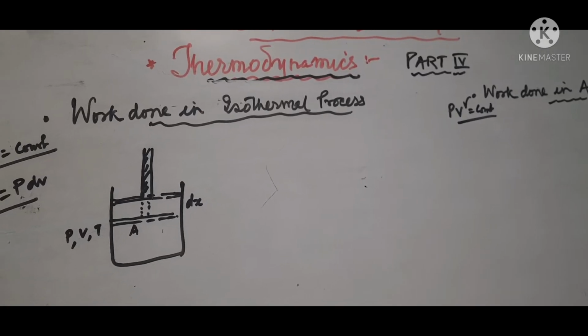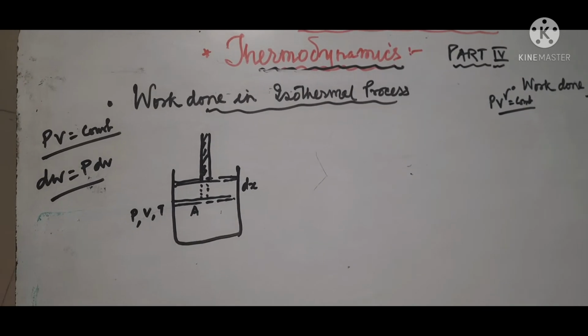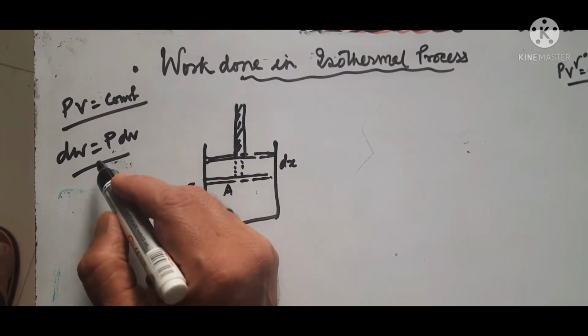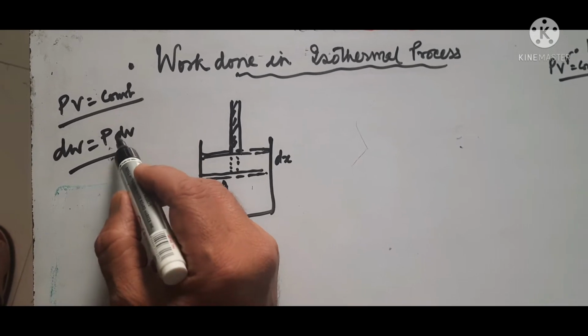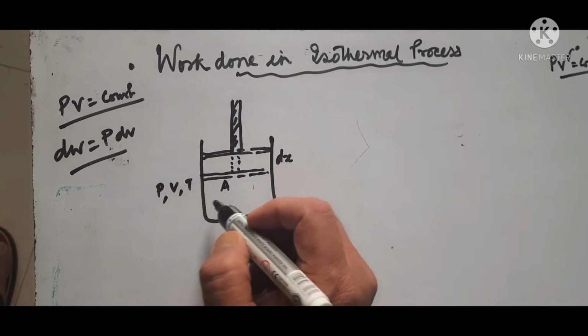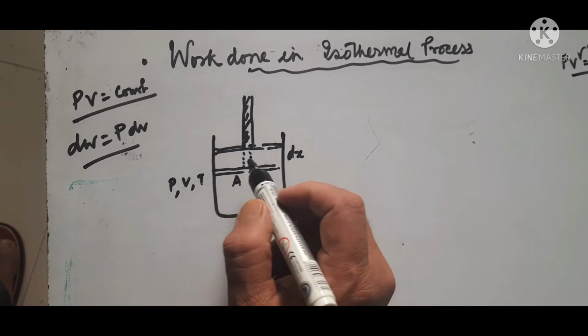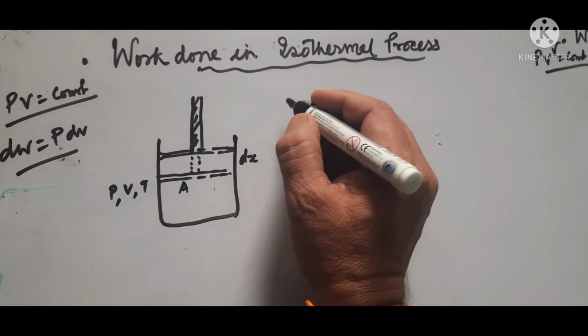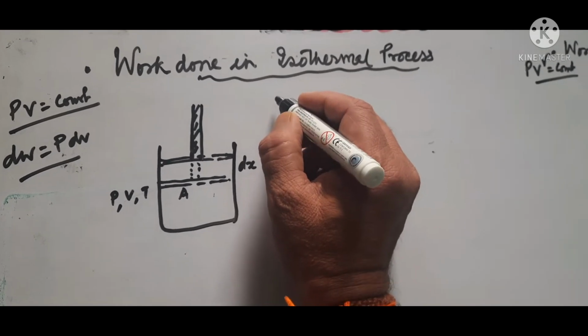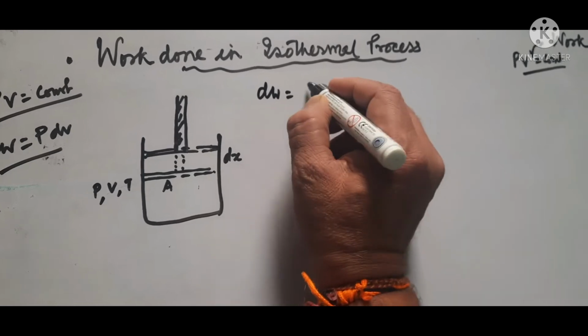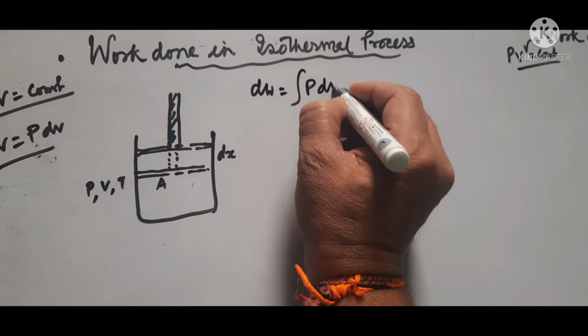Thermodynamics part 4, work done in isothermal process. Isothermal equation: PV is equal to constant, and dW, the work done, is P dV, that we know. I have taken a gas chamber in which the piston is there, so like that. So I have to find out the expression for the work done. Work done dW is equal to integration of P dV.